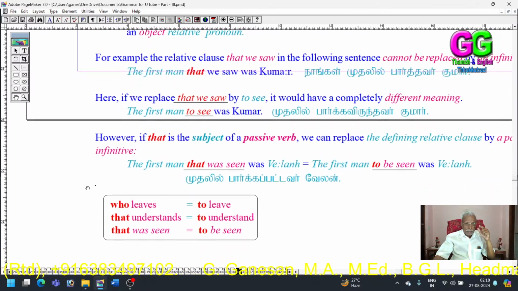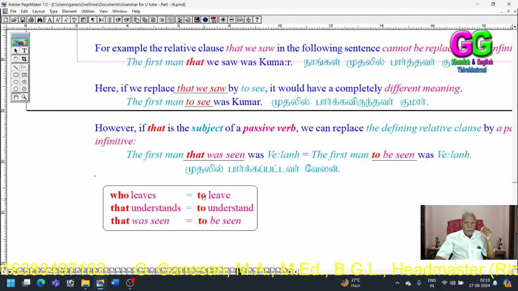See, in all these examples, "who lives" is equal to "to live," "that understands" is equal to "to understand," "that was seen" is equal to "to be seen." In all these three, this is a clause and this is an infinitive, but the meaning is the same, and we can construct English sentences using this form, either in speech or in writing, using a relative clause or an infinitive equal to that.